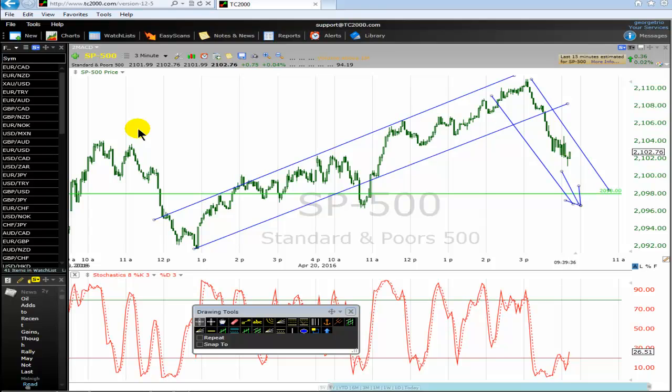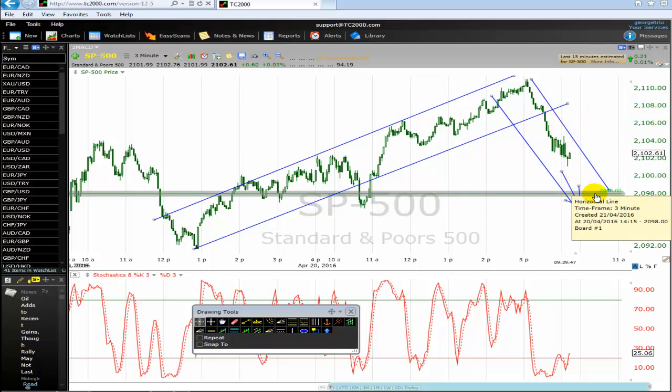Now, what is the bigger picture? Talking about a bigger picture, we are talking about the multiple time frame trading method. So far as we are talking, this order is not yet filled. It will be filled only if the price reaches this level.